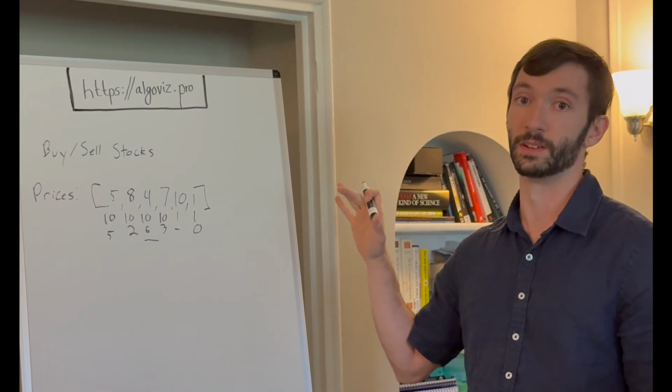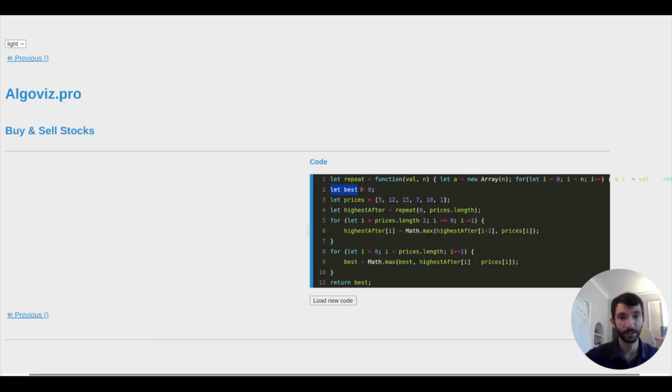Let's go ahead and see an algorithm to actually compute this. Now that we know what we're trying to do, let's take a look at a basic algorithm to compute this. We're going to want to keep track of the best profit that we've seen so far. This is just a list of prices that is going to be input to the problem. And the key to an efficient implementation here is that we are going to want to build this highest after array, which for each index tells us the highest price that comes after this point in time.